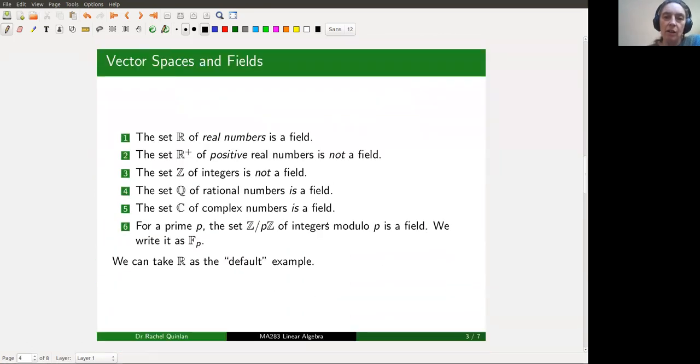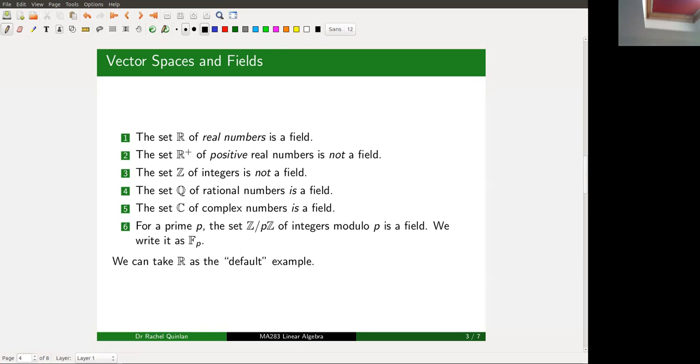So the set R of real numbers is an example of a field. Okay, what did we say a field is? Well, a field is a system of numbers where we can take any pair of elements, add them, subtract them, multiply them, and still stay within the system. And also we should be able to divide by any non-zero element in our system. And the result of that applied to any element should still be an element of our field.